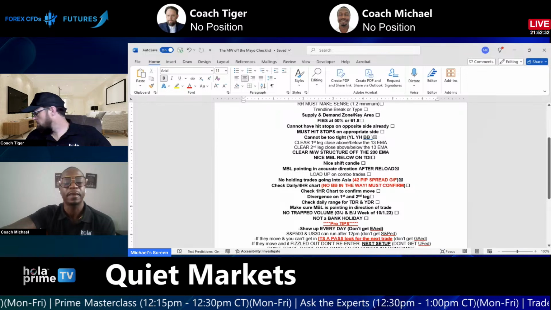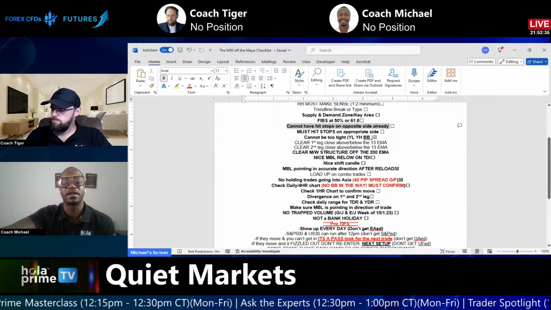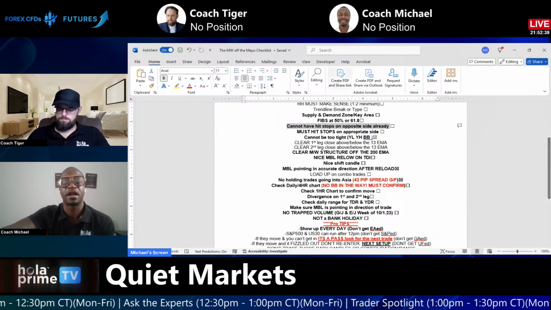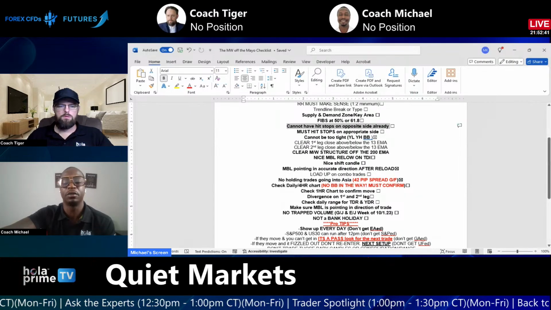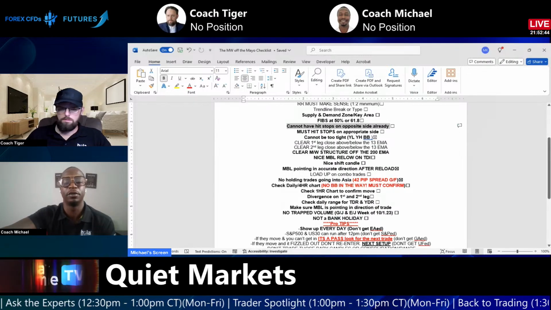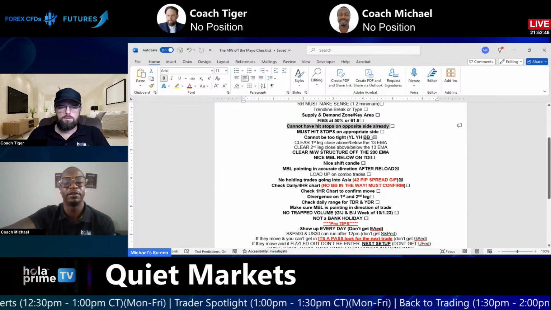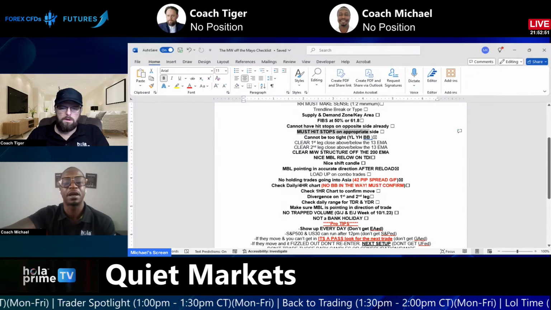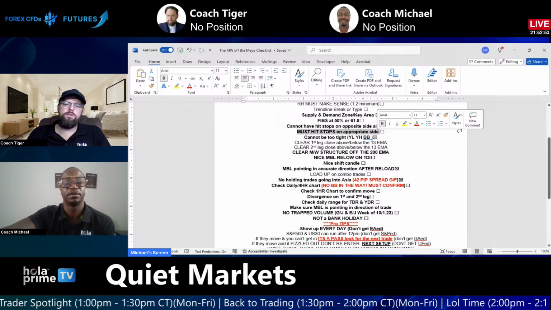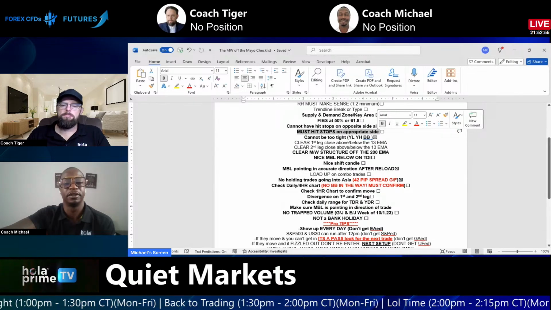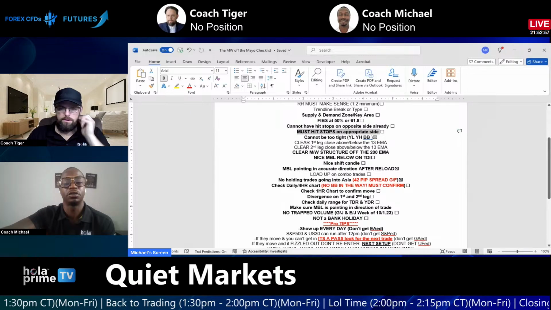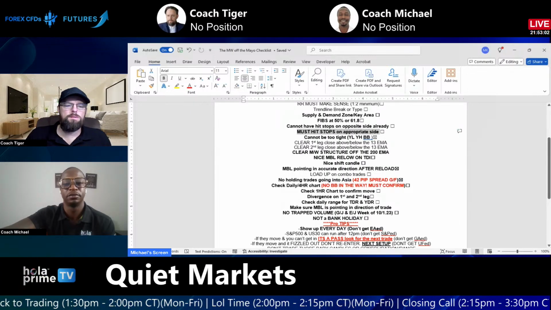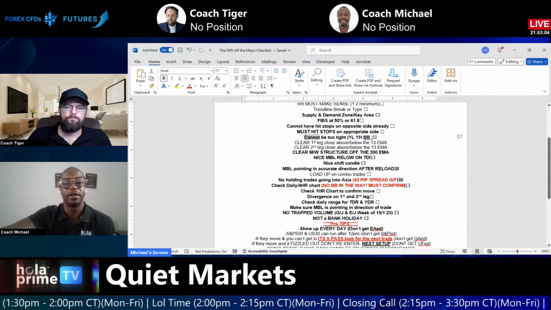Next up would be, as you can see, must hit stops on the opposite side already. So again, if I'm going short, I want them to hit the stops high and then go short. I don't want them to hit the stops low if I'm going short first. So that's why I have this in place. Right? If I'm going short, I want to see them hit the stops high first and then go short.